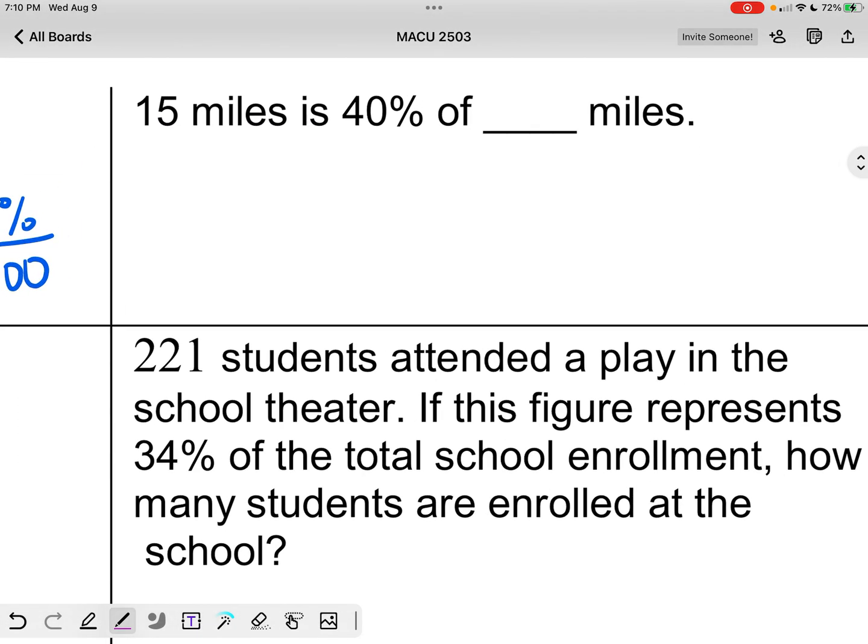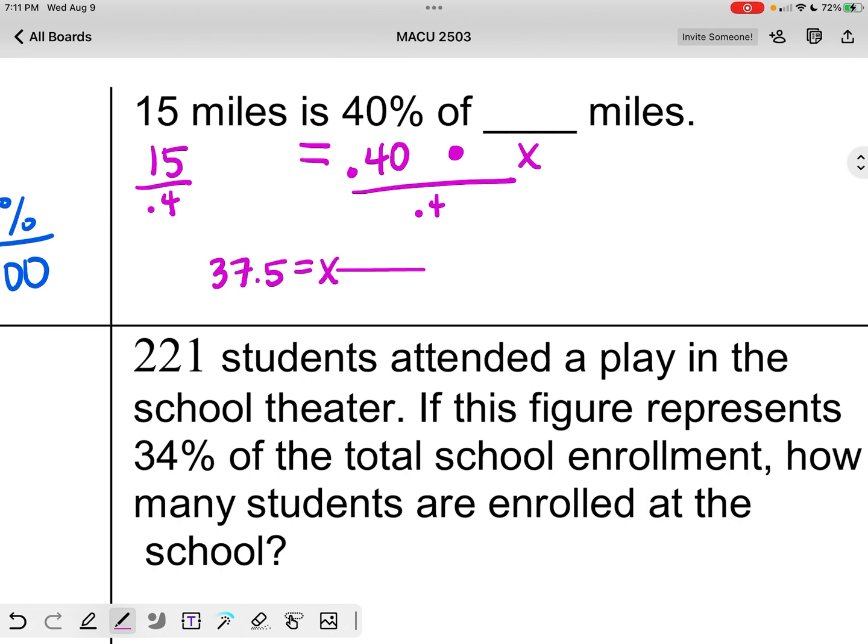15 miles is for the equal sign. 40% of, so 0.40 of is the multiplication sign. And I don't know what goes here. So I'm going to divide by that 0.4, or the 0.40 if you'd rather have that. Okay. And I get 37.5 for my x. My stylus is dying, so it's putting these extra lines. I'm sorry.